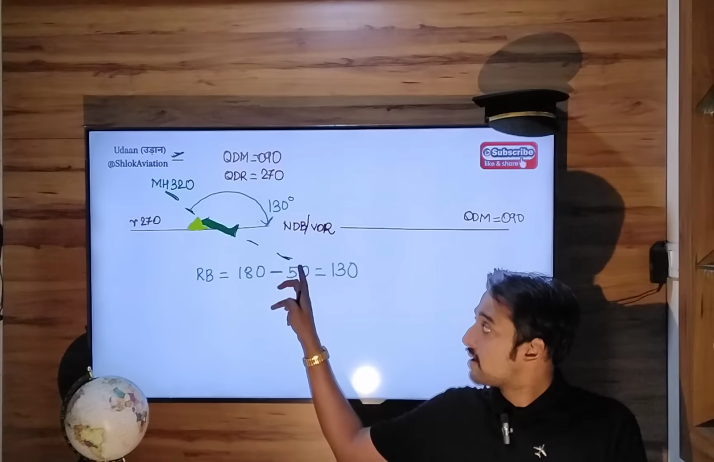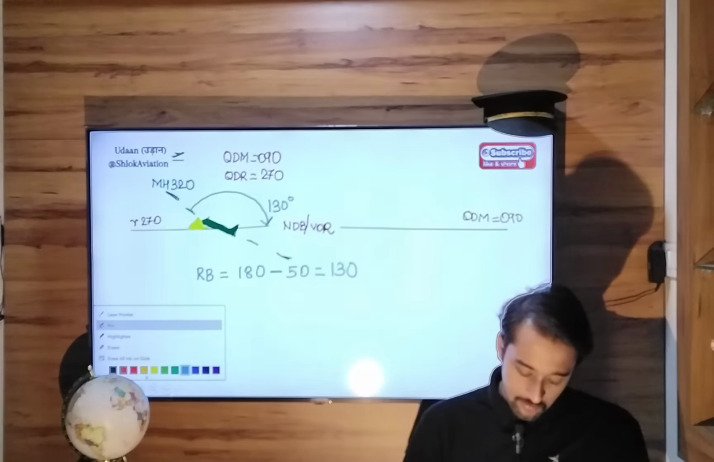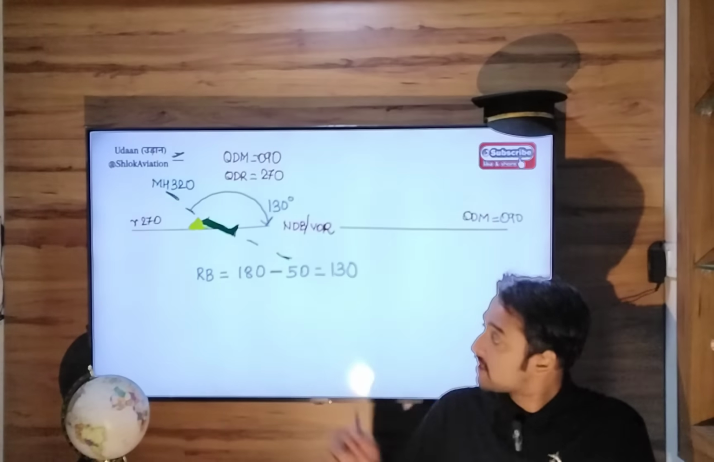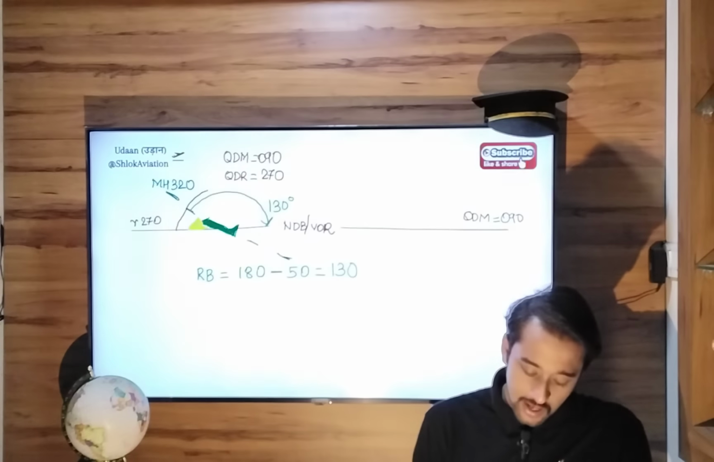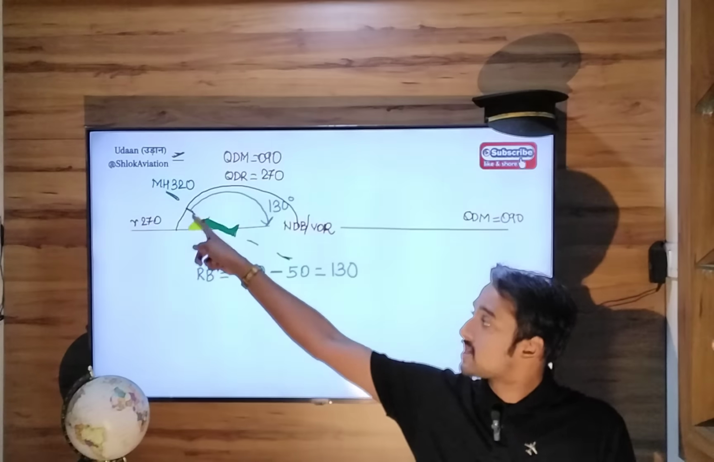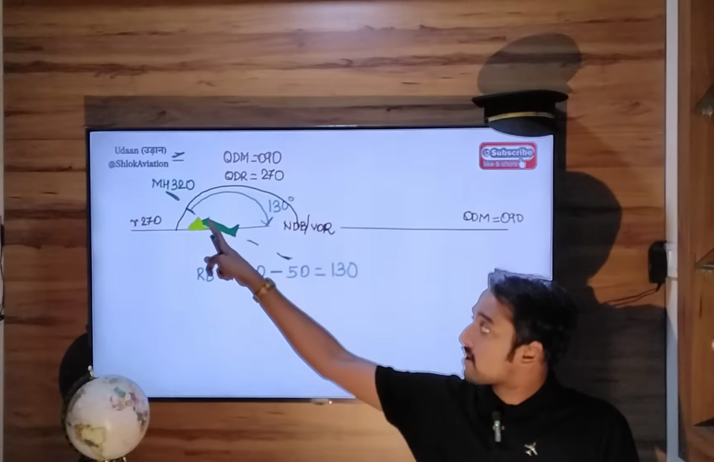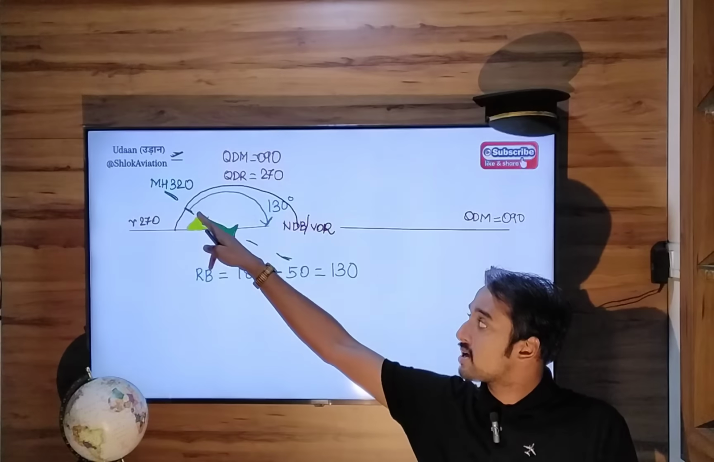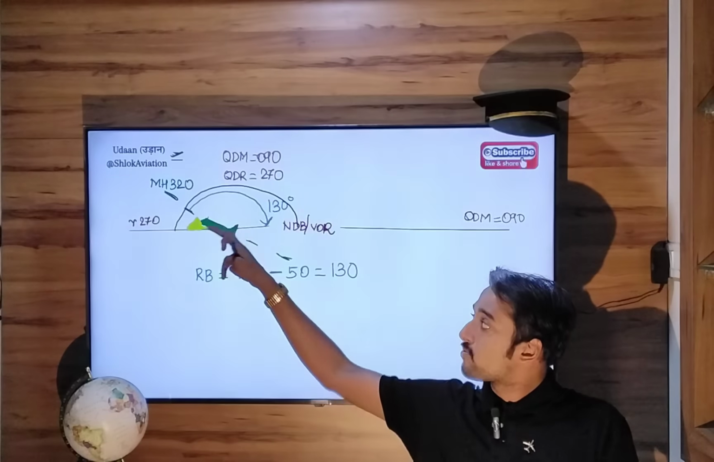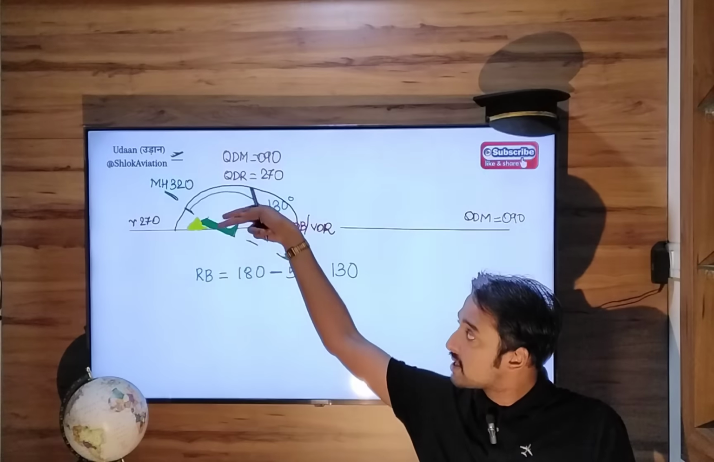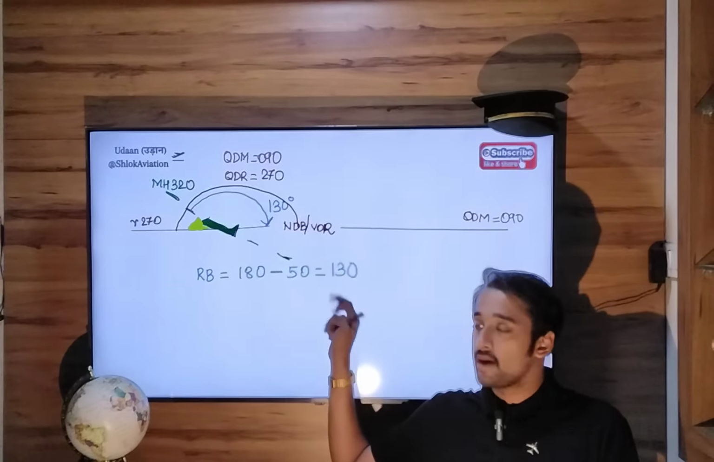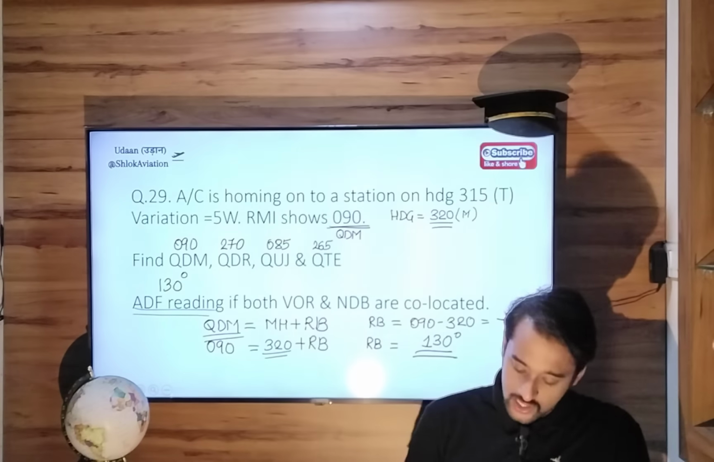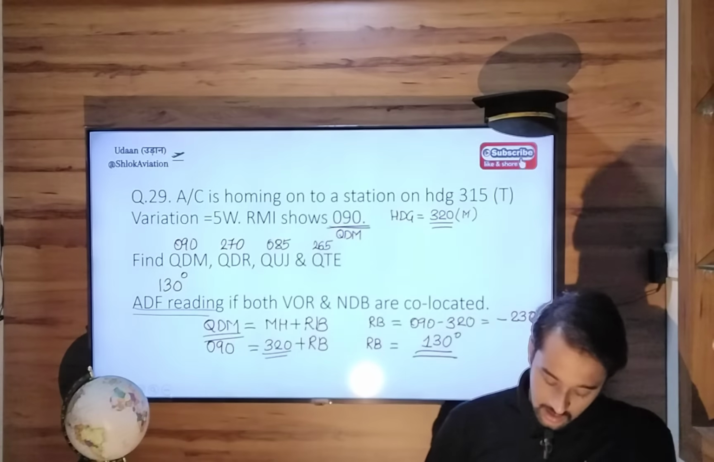How? Why 50? We know the entire semicircle, this entire thing would have made a 180 degree semicircle. But we are not making a full semicircle. We are making a small one. So from the full 180 degree, we are subtracting this small yellow part, which amounts to 50 degree, and so we get a relative bearing of 130 degree, which is the same.